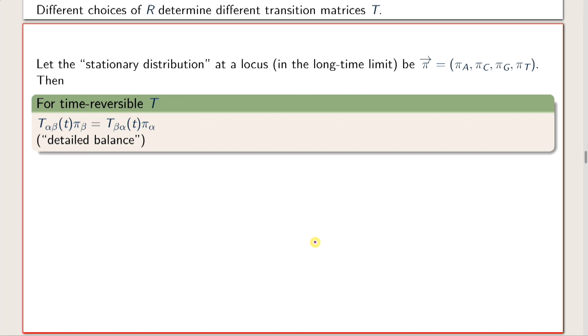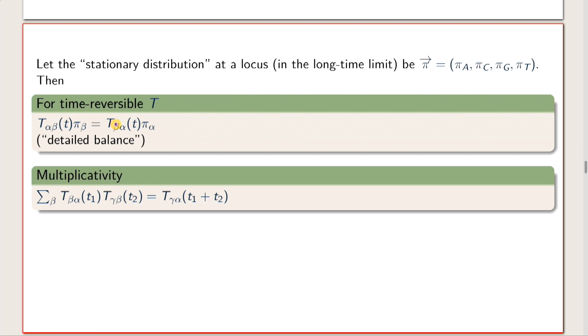Let the stationary distribution at any locus be the pi vector, which is the fraction of nucleotides: pi_A, pi_C, pi_G, pi_T, which could be 1/4 each. Then for a time reversible matrix like this, a condition is required, which is called detailed balance. Essentially what this is saying is that the stationary distribution doesn't change under the application of T.